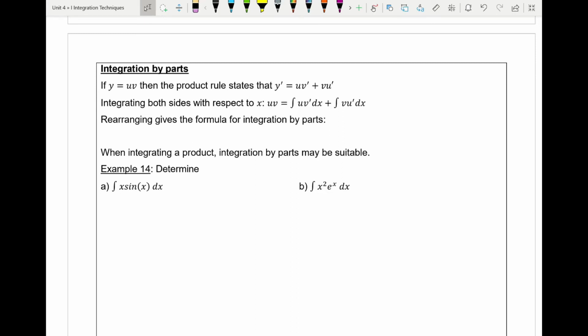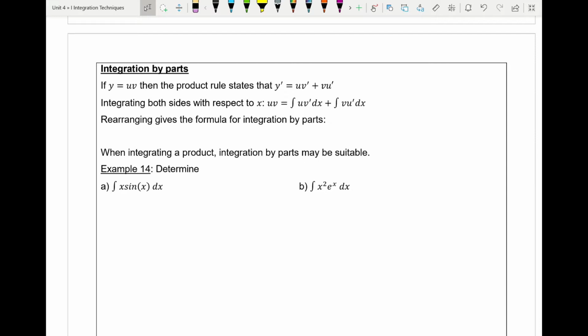Today we're looking at integration by parts. If the function that we're looking to integrate is a product of two functions, then we can apply integration by parts to split the functions into their two derivatives, which can be very useful in terms where it's not immediately obvious what the antiderivative of something is.